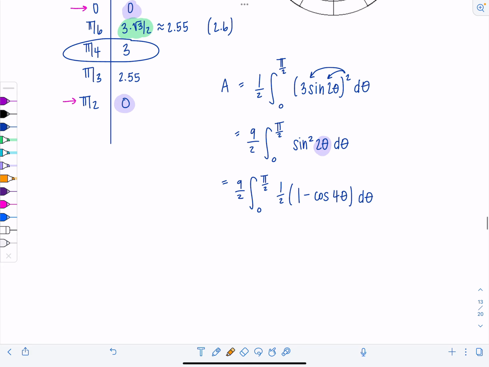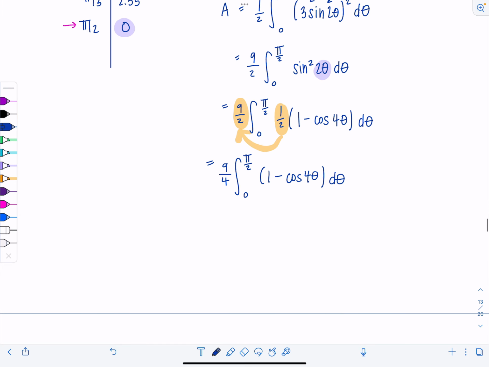Good. Again, this 1/2, bring it out with the 9/2. So this is 9 over 4 integral 0 to pi over 2. I guess I could have integrated already, so let's do it in the next step. So this is 9/4. Antiderivative of 1 is theta. Antiderivative of minus cosine 4 theta is minus 1/4 sine 4 theta, from 0 to pi over 2.